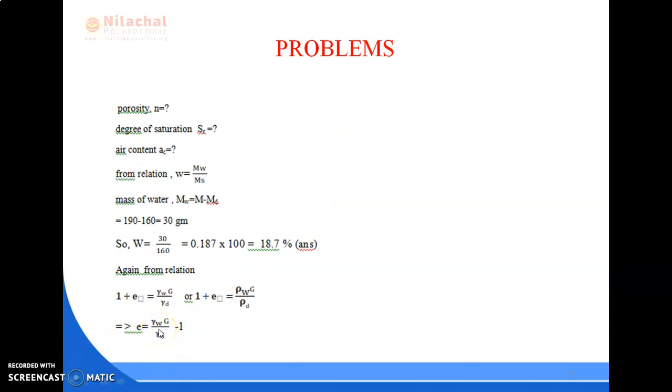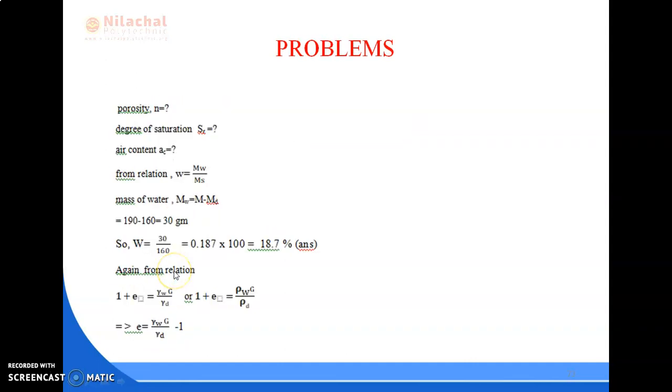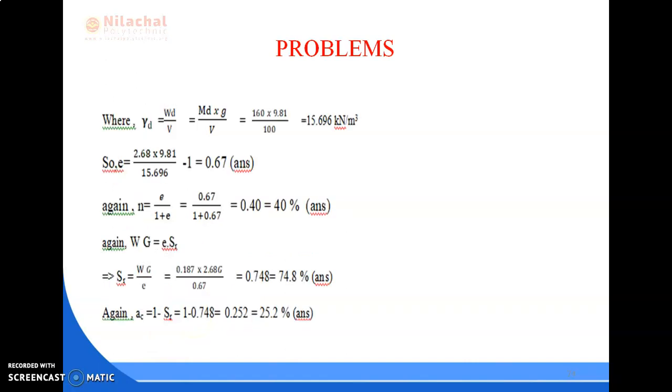Gamma W value is known to us. G value is given in the given data. The unknown is only gamma D. So if we find out the gamma D value, then we can easily find out the e value. So let us see how we can calculate it. Gamma D equal to WD by V.